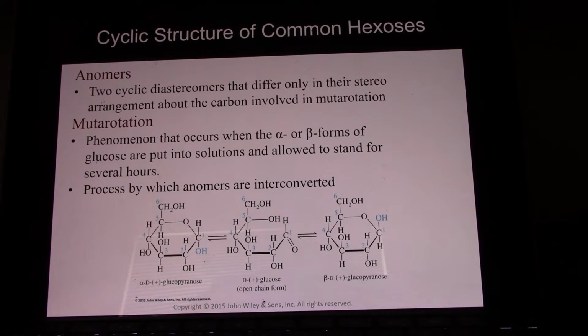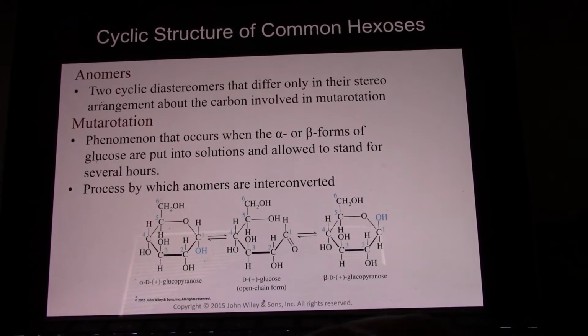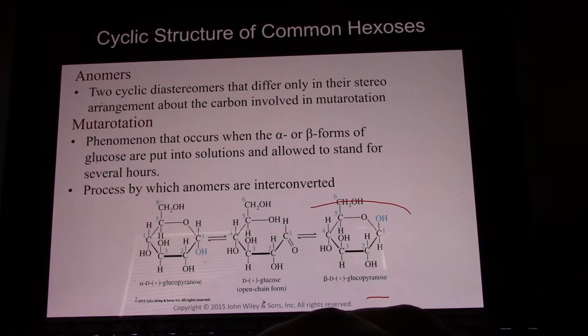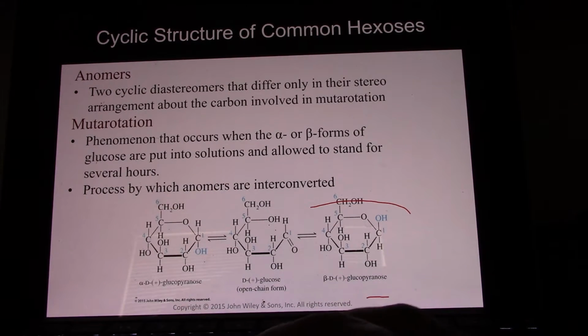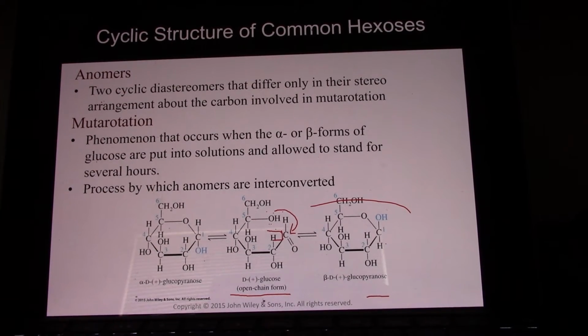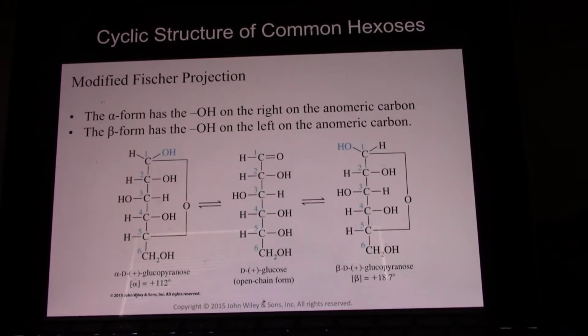Mutarotation is a phenomenon that occurs when the alpha or beta forms of glucose are put into solution and allowed to stand for several hours, because they interconvert into each other. Alpha becomes beta. They're always interconverting. And notice here it undid itself. These electrons on this oxygen, now it's in its straight chain, open chain form, can either attack from the top of this carbon or the other way, from the bottom. And that's what gives you your two opposite conformations there at the anomeric carbon.